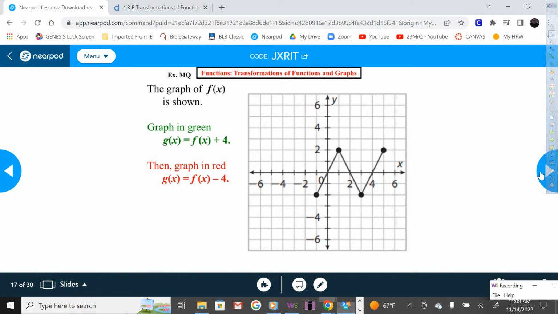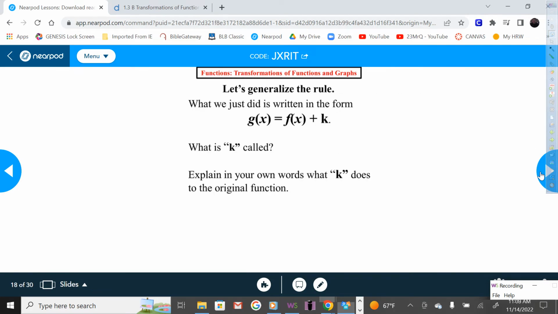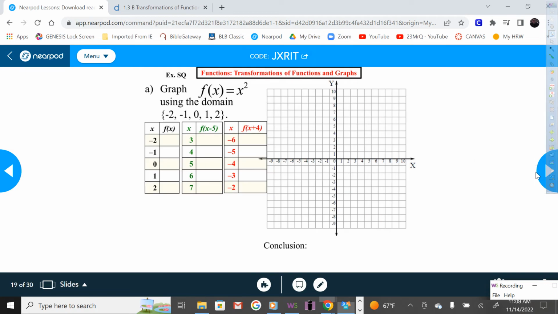All right, so once again, our general rule is g of x equals f of x plus k. Today we're going to add more to that. How about the example? Copy this, please. It says graph f of x equals x squared using the domain -2, -1, 0, 1, 2. Those of you that were able to get graph paper, you should have one blank. Use a medium-sized one so you have space to copy the 3 tables. I need one in black, one in green, and one in red. I'll give you some time for that. Copy that, please.